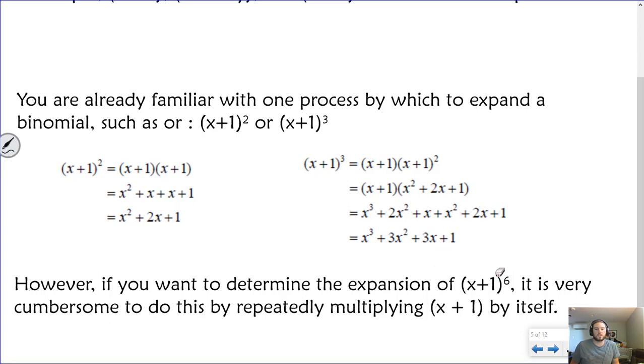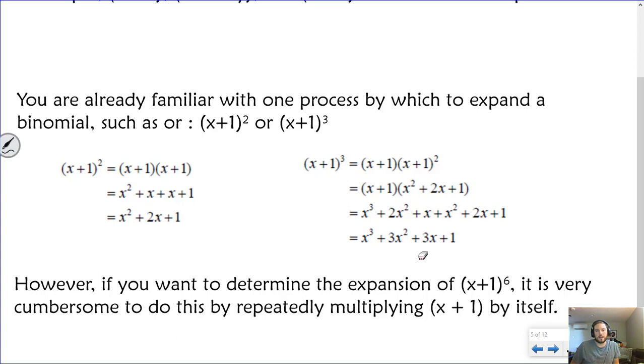But if you want to determine the expansion of something where we have not power 2 or 3 or even 4, what if the power was 6 or 7 or something even higher? What we would find is that it would just be tedious. It'd be cumbersome to do all that work, repeatedly multiplying x plus 1 by itself over and over and over.